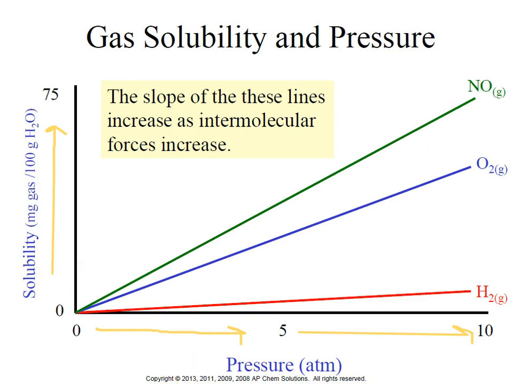Now, notice that gases like hydrogen still have the same relationship, but the relationship is not as distinct as with a gas like nitrogen oxide. So it's saying here that the slope of these lines increases as your intermolecular forces increase. Hydrogen and oxygen, they just have dispersion forces, but oxygen's bigger. But then in nitric oxide, you've got some dipole-dipole forces.